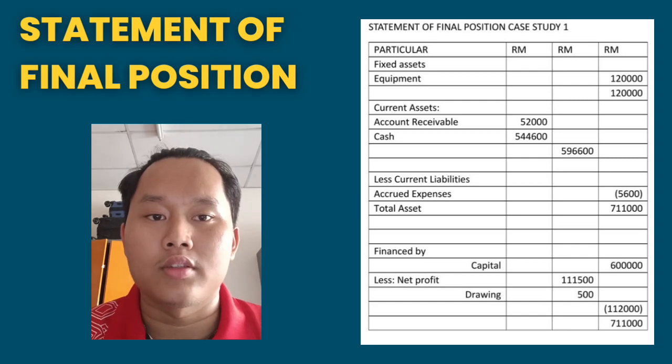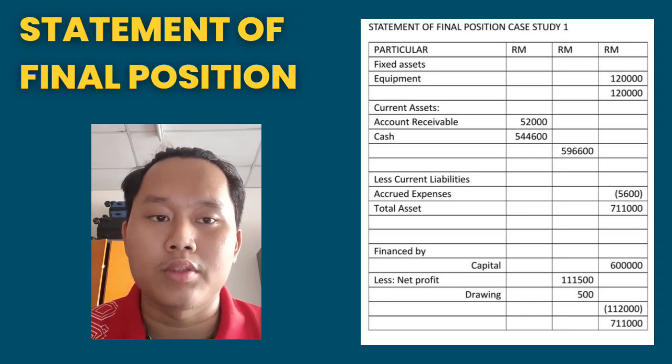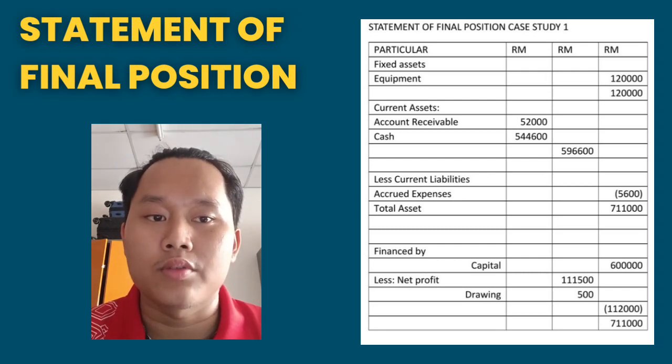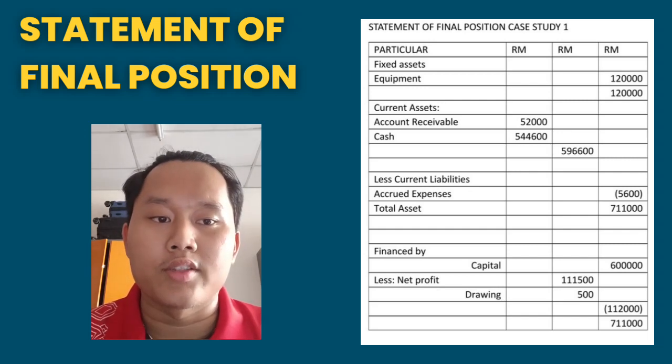Next in the transaction is the statement of financial position. For the fixed asset, equipment is 120,000. Current asset is accounts receivable 52,000. Cash is 544,600, and the total current asset is 596,600. Less current liability, accrued expenses is 5,600, and the total asset is 711,000.